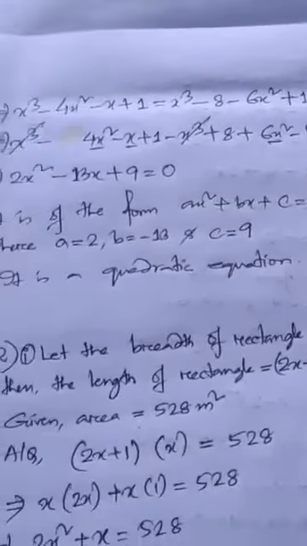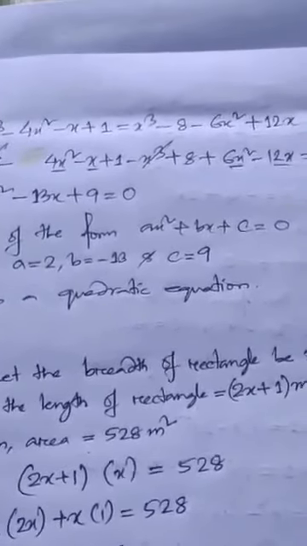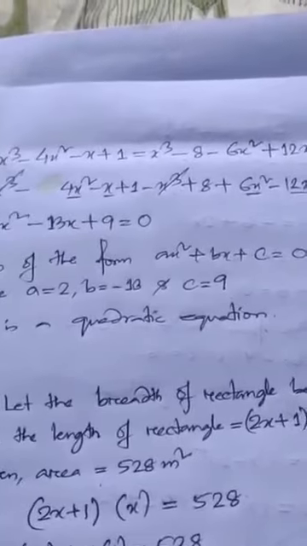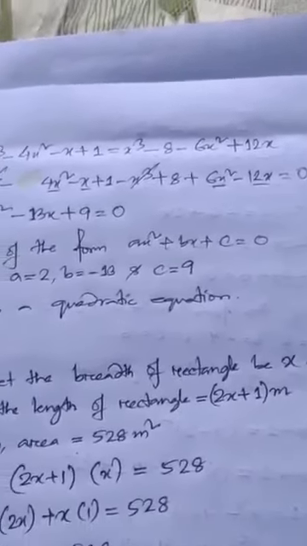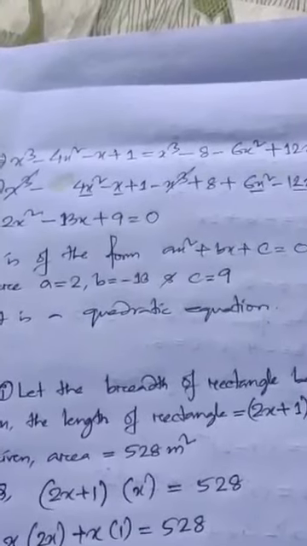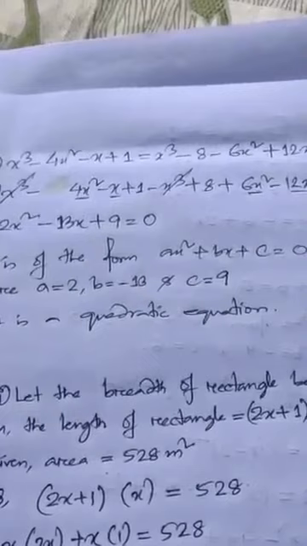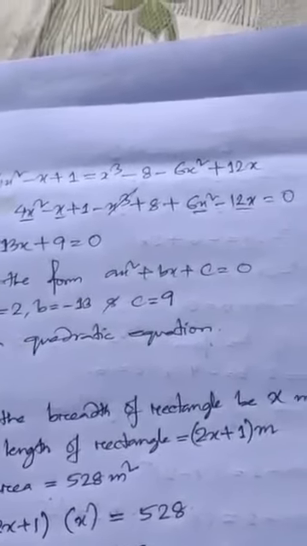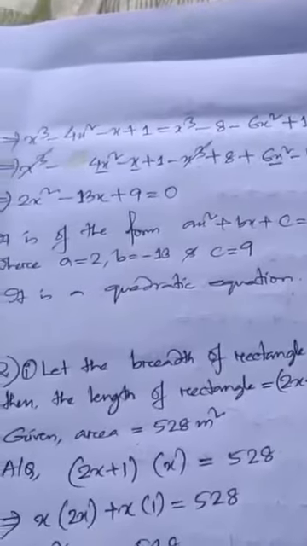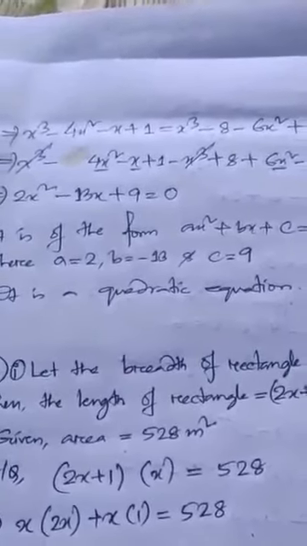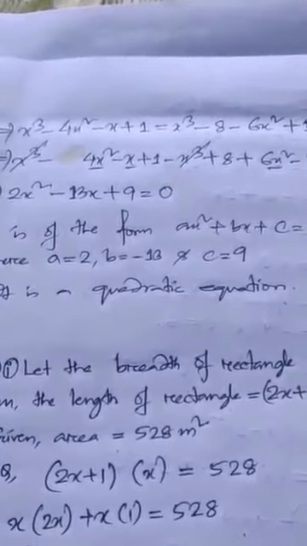Okay, now since we can't do anything after that, we are transposing everything from RHS into LHS. So what I did, x cube was still as it is, then minus 4x square minus x plus 1, this is still as it is. Then when we bring them, we get minus x cube plus 8 plus 6x square minus 12x equal to 0. Ultimately, after cancelling, after solving, we are getting 2x square minus 13x plus 9 equal to 0.